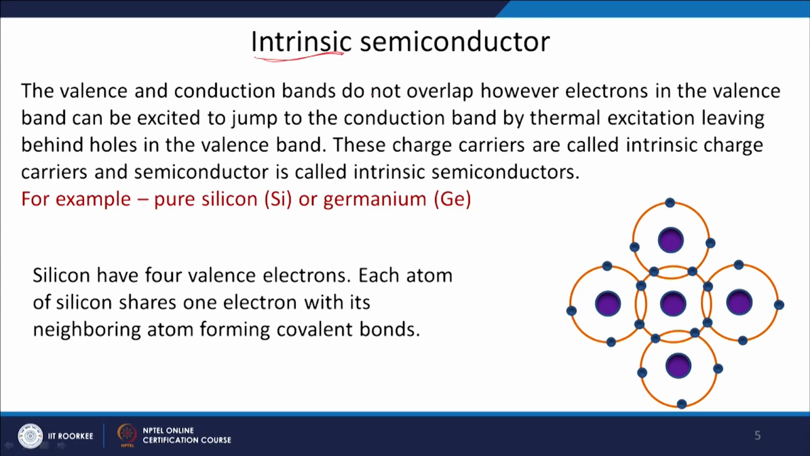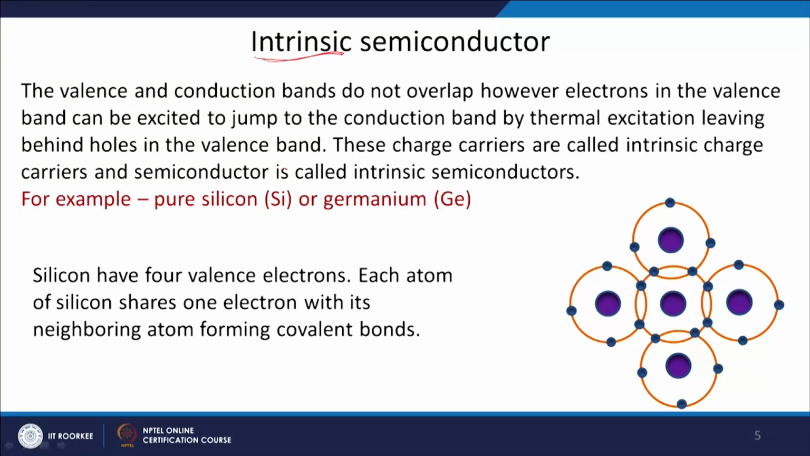In case of a semiconductor, the valence and conduction bands do not overlap. However, electrons in the valence band can be excited to jump to the conduction band by thermal excitation, leaving behind holes in the valence band. When the electron goes from the valence band to the conduction band, it leaves behind one hole in the valence band, and that hole can be considered a positively charged particle, and the electron is of course a negatively charged particle. These charge carriers are called intrinsic charge carriers, and the semiconductor is called an intrinsic semiconductor.